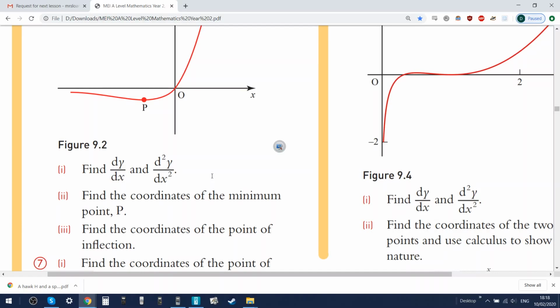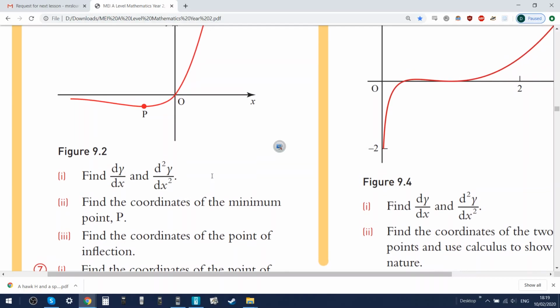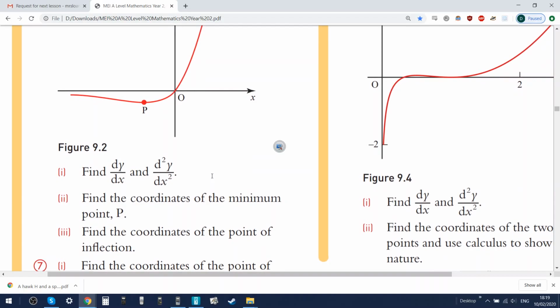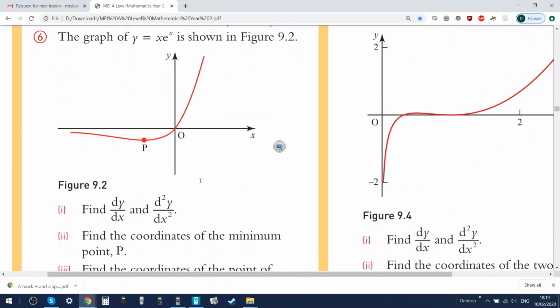I'm thinking of completing the square. There's a much better way. Not sure. When the gradient is 0. Yes. And how do you find the gradient of a tricky curve? Differentiation. Yes. So the minimum point is when dy/dx is equal to 0.